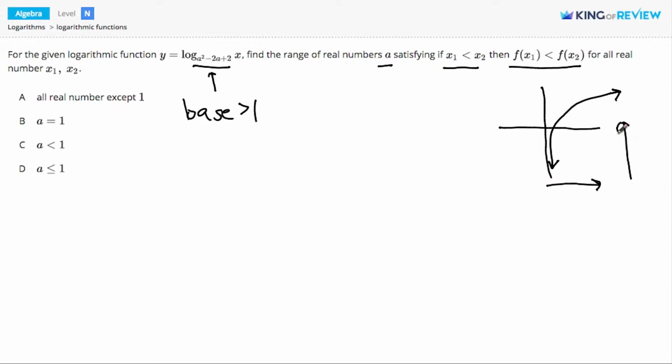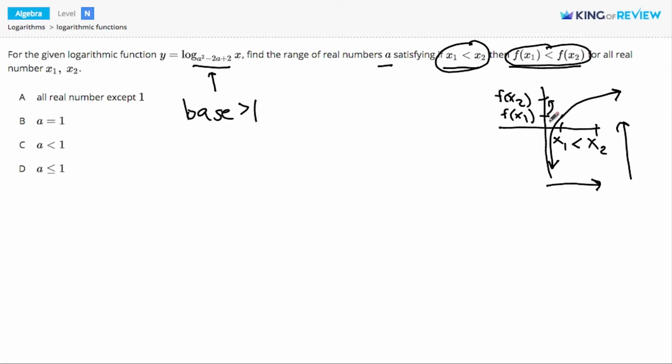That's exactly what our two conditions say. If x1 is less than x2, so maybe here's x1 and here's x2, then we want f of x1 to be less than f of x2. Well, if we follow x1 up, it looks like right around here is f of x1, and if we follow x2 up to the graph, somewhere around here is f of x2. So we can see that since x1 is less than x2, f of x1 is also below f of x2. It is less than f of x2.